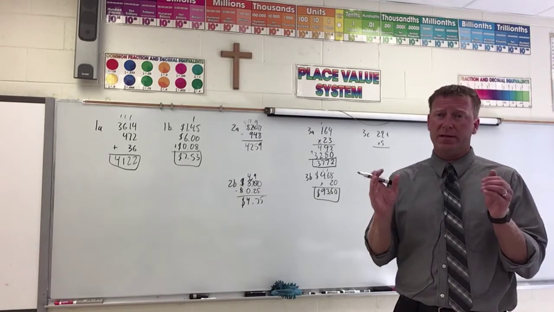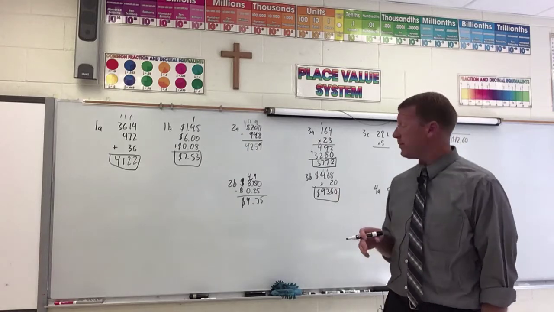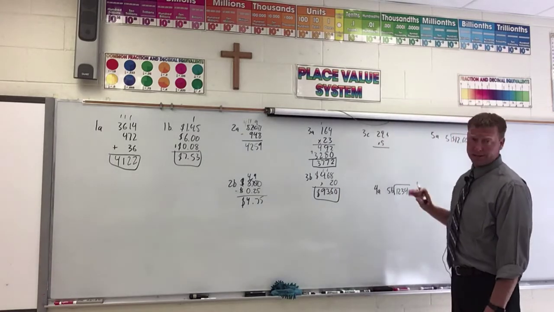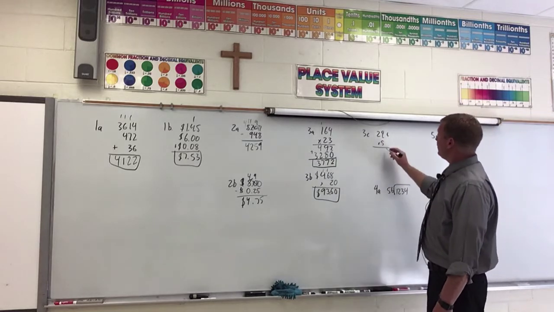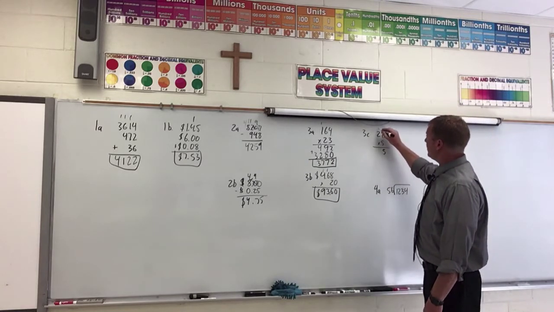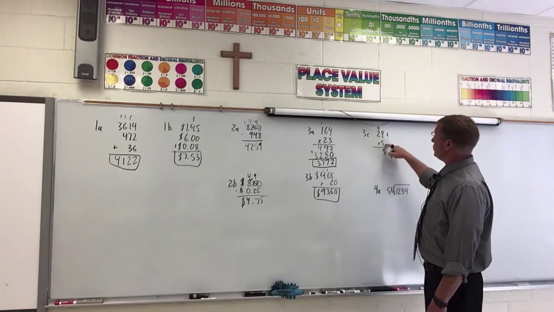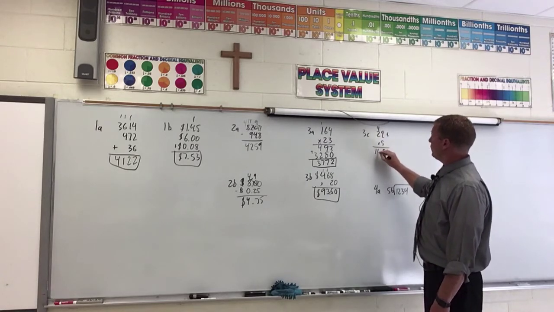Last but not least is letter C. You can see the parentheses there. So they have 29 cents times 5. I wrote the bigger number on top because it's less steps with multiplication. I do 5 times 9 and get 45. Do 2 times 5 is 10 plus 4 and get 14.